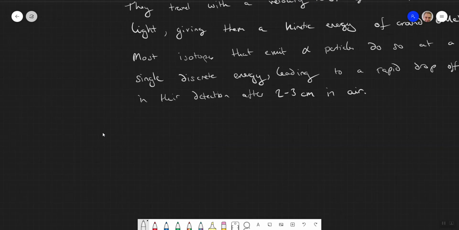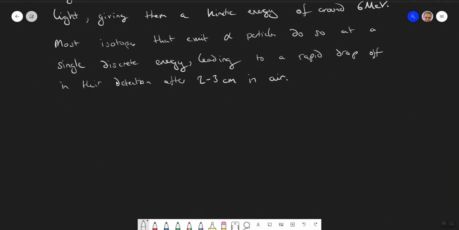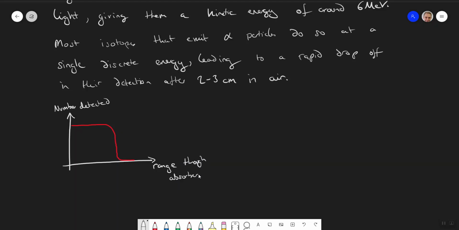If we were to graph that, it's very fiddly to get, but we end up with the number detected against range. What you tend to find is something that looks a bit like this. They're all detected at a similar level, and then suddenly a very rapid drop off to 0, where that is the range through the absorber, or thickness of the absorber.